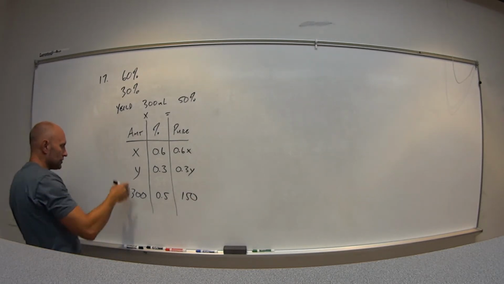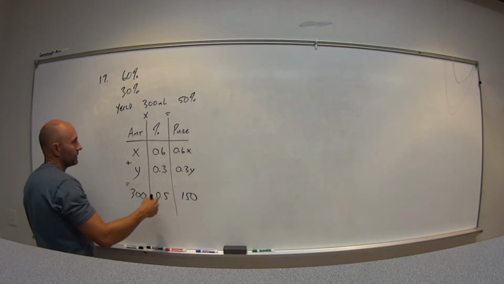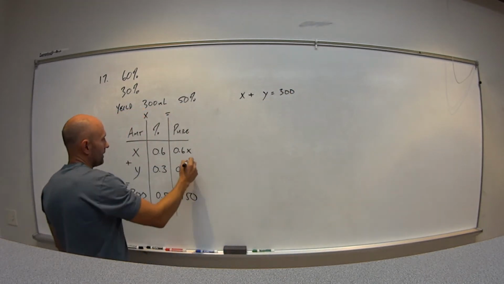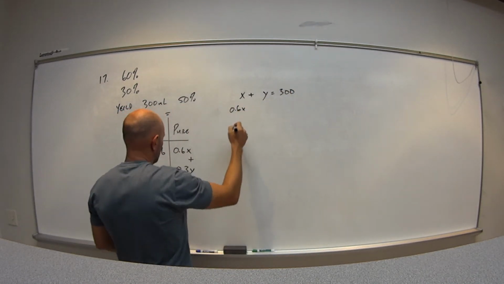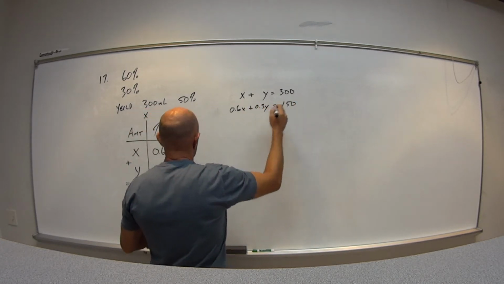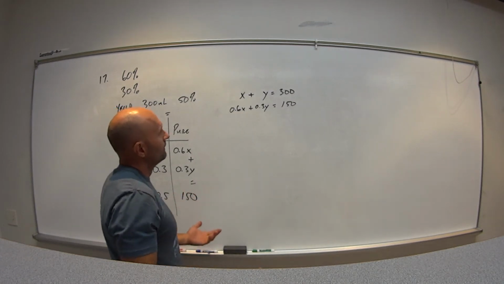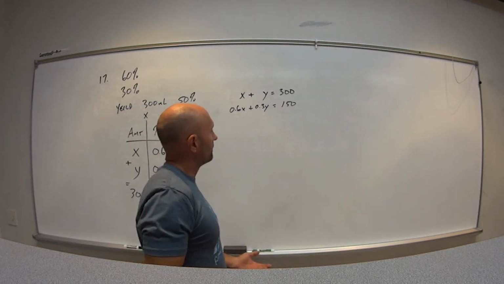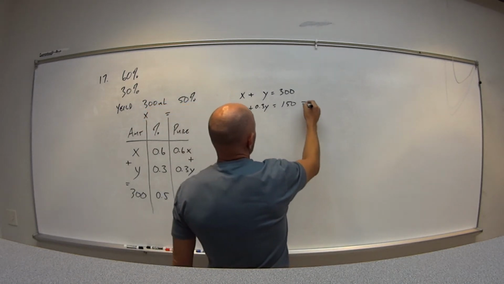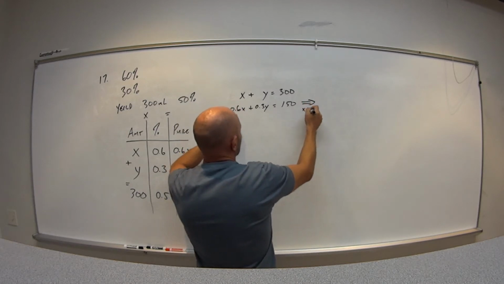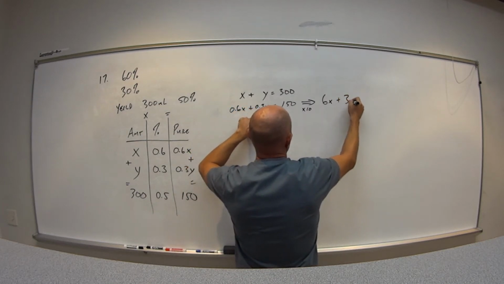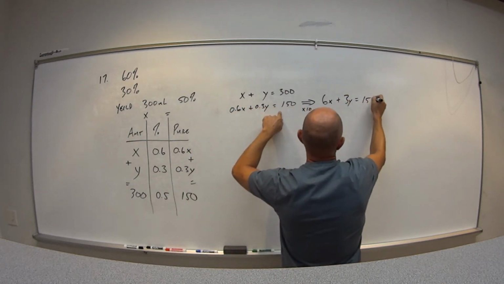So now I have 2 equations. I add down. X plus Y is 300. And add down here 0.6x plus 0.3y equals 150. And now I have a few ways I can go about this. I can do substitution. I can do elimination. First thing I'm going to do is multiply this row by 10 to get rid of the decimals. So when I do that, I get 6x plus 3y equals 1500.